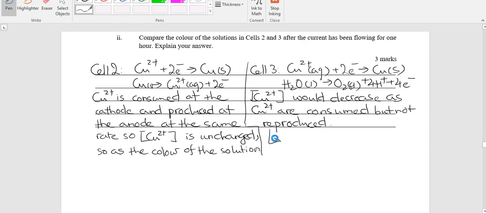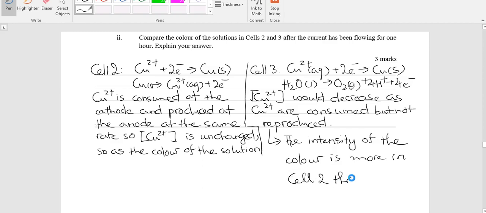And okay, I think that's enough. You do have to compare the color. So the intensity of the color is more in cell 2 than in cell 3. Okay, that is it for question 2.